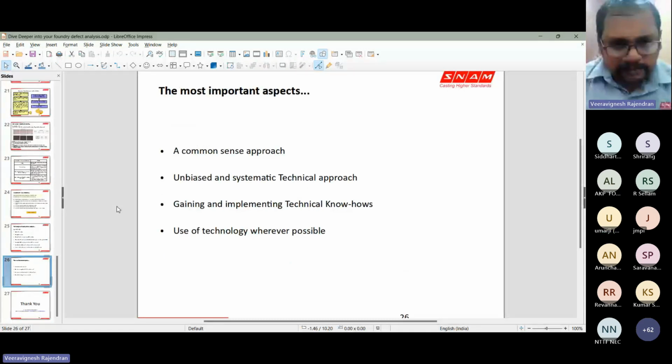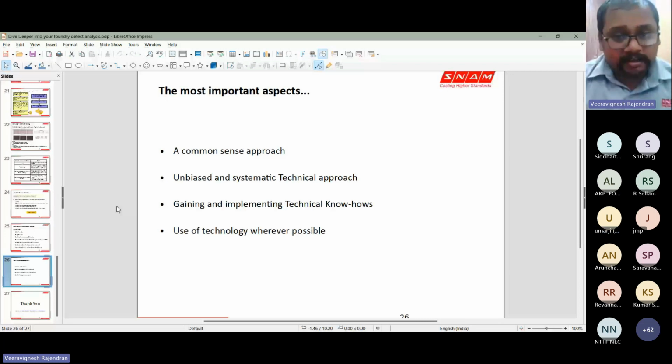When you have a common sense approach, you always think that, okay, why did the defect come suddenly today? Why has the defect come only in this cavity? How many times have we faced this defect in this entire month? So these are the common sense approach, because you need not be a metallurgist, you need not be a mechanical engineer, you need not be a chemical engineer to start the defect analysis. You should have a common sense.